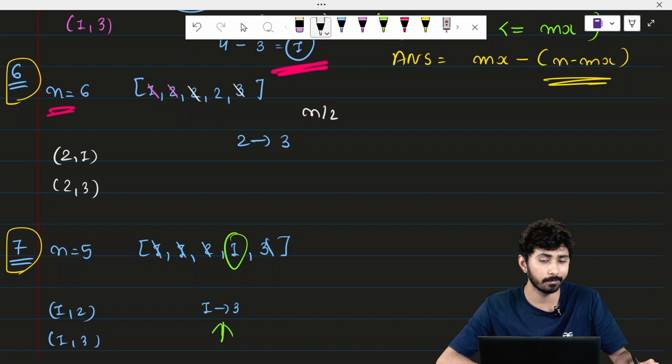I'm just proving whether 2 is a dominating number. I told you that the dominating number's frequency is going to be greater than or equal to n by 2. N by 2 is what? 6 by 2 is what? 3. You can observe the dominating number's frequency is greater than or equal to n by 2.